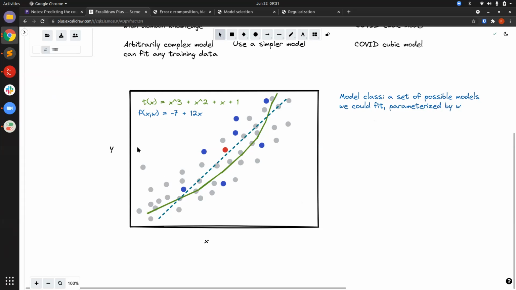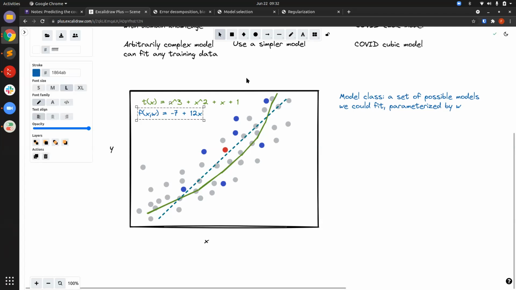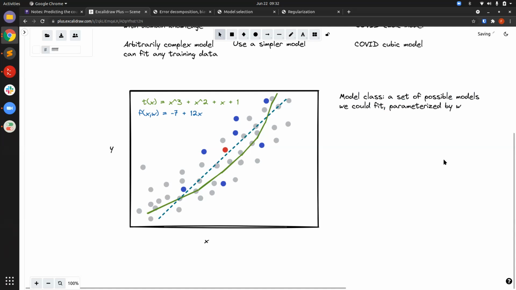So here we assumed a model class. The model class is something like, it could be 1 plus 1x, it could be 1 plus 2x, 1 plus 3x, 1 plus 4x, it could be -7 plus 10x, it could be -7 plus 50x. There's a very large set of possible models we can fit with our assumption of W0 plus W1x. But in this scenario, the true function is not in the model class. So the true function is not one of the models parameterized by W that we consider.